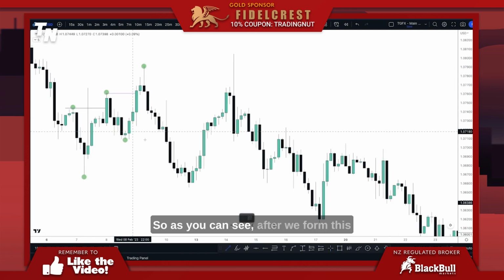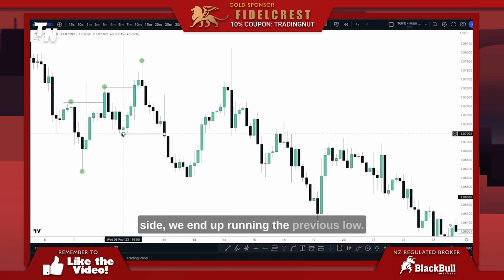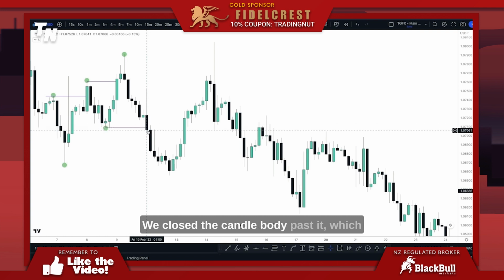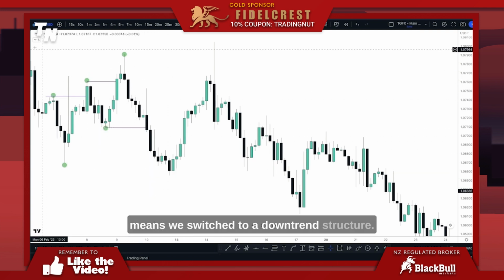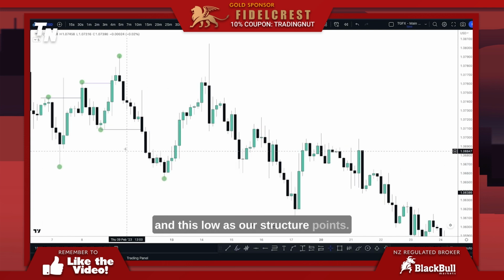So as you can see, after we form this bearish candle with the long wick to the top side, we end up running the previous low. We close the candle body past it, which means we switch to a downtrend structure. So now we're going to use this high and this low as our structure points.